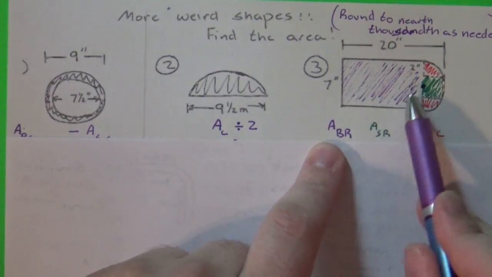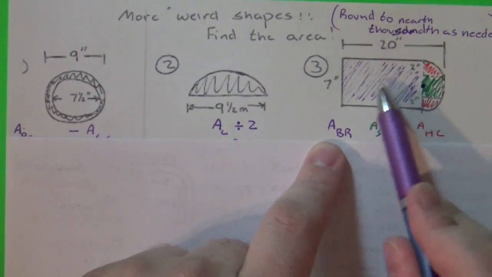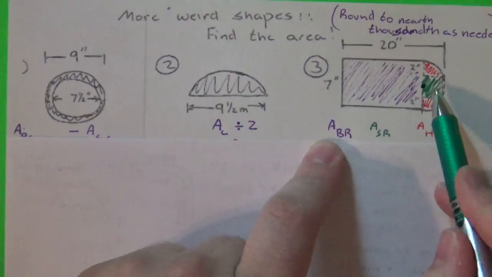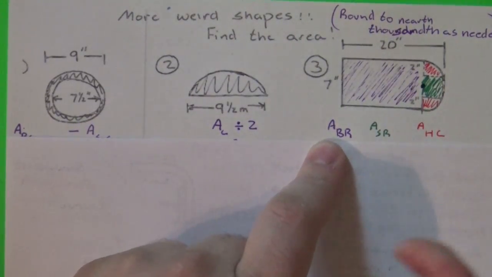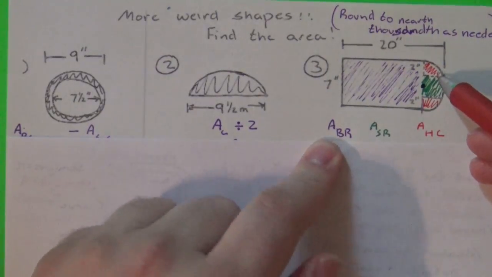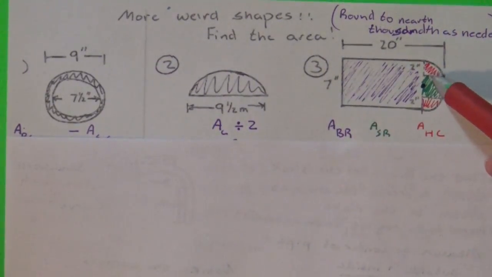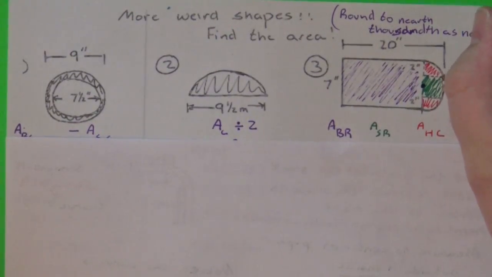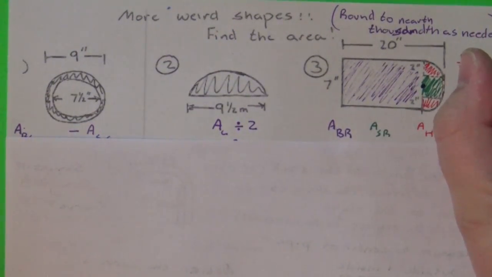We have a big rectangle, we have a little green rectangle, and we have 2 pieces of a circle here. Now, to kind of help you out, these 2 pieces are quarter circles. So this one's a quarter circle, and this one's a quarter circle.